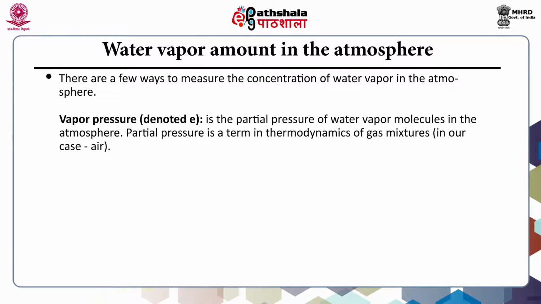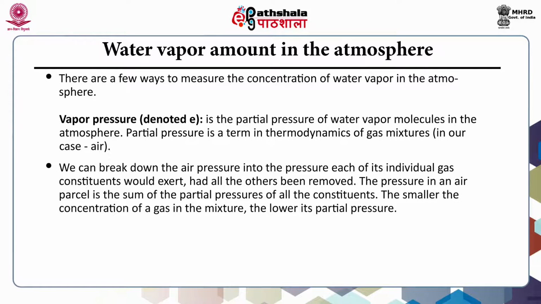The first one is vapor pressure. It is denoted by E. It is the partial pressure of water vapor molecules in the atmosphere. Partial pressure is a term in thermodynamics of gas mixtures. In our case, it is the partial pressure of gases in the air.